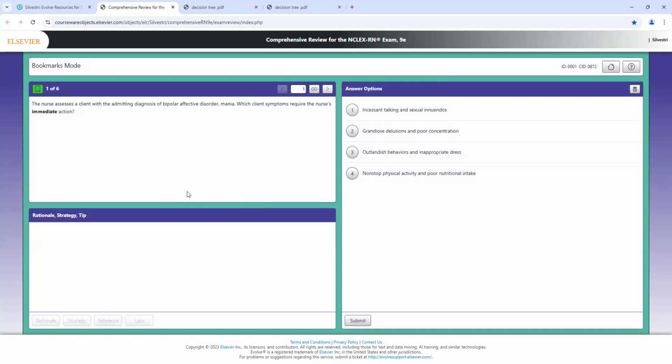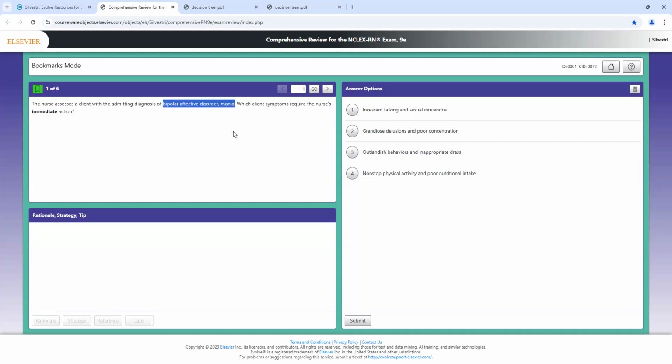Okay. So let's look at question 1. The nurse assesses a client with an admitting diagnosis of bipolar affective disorder with mania. Which client symptoms require the nurse's immediate action? So remember, the first thing that I said is we're looking at that topic. We're also going to look at the stem of the question. Okay. So the topic is very simple. We know what our topic is, right? It's going to be this bipolar affective disorder with mania.